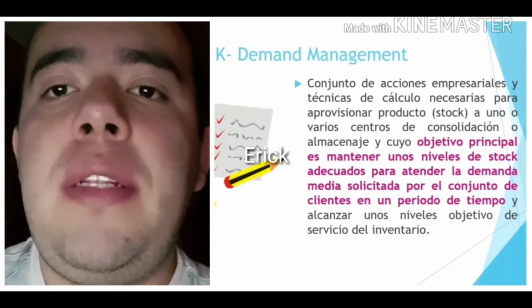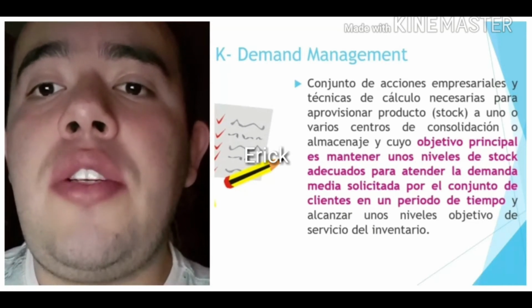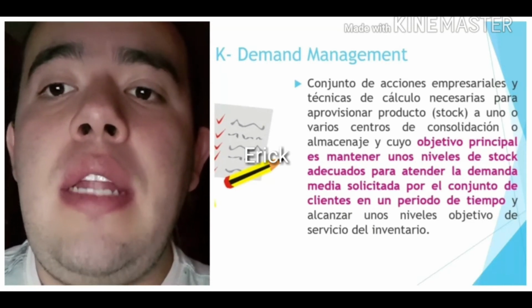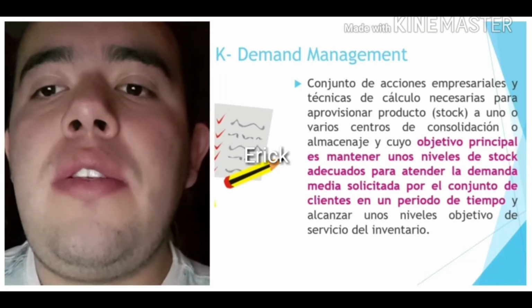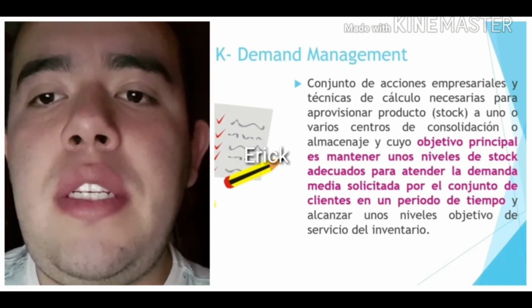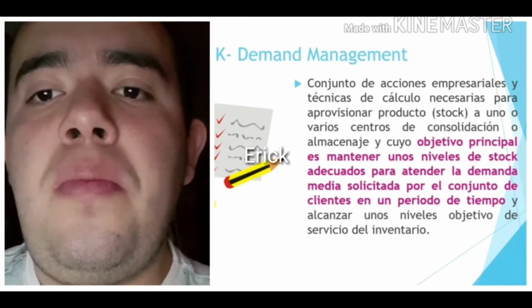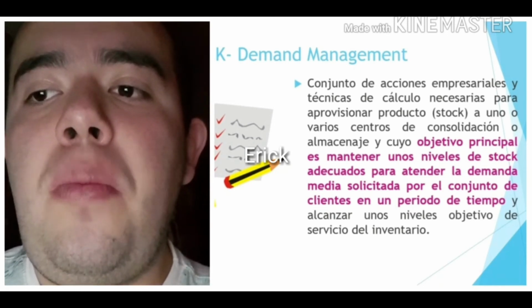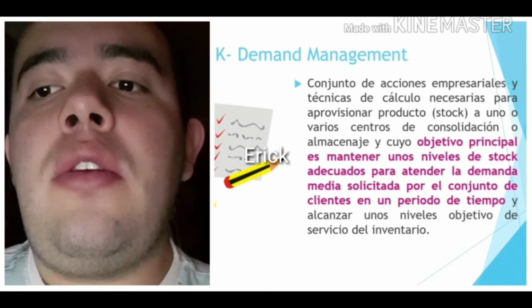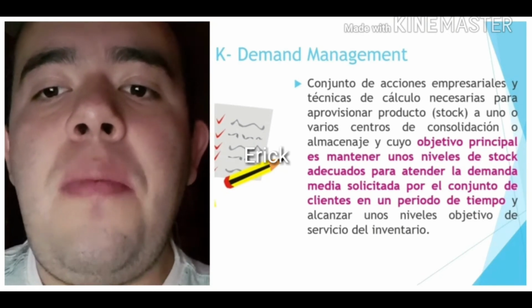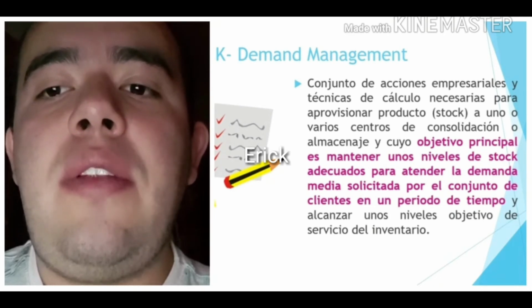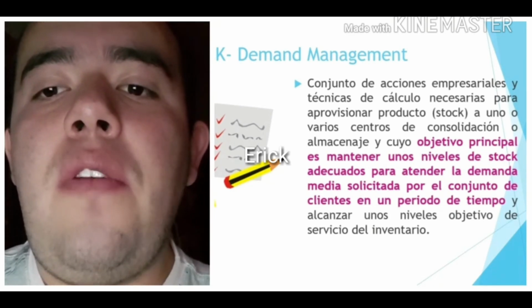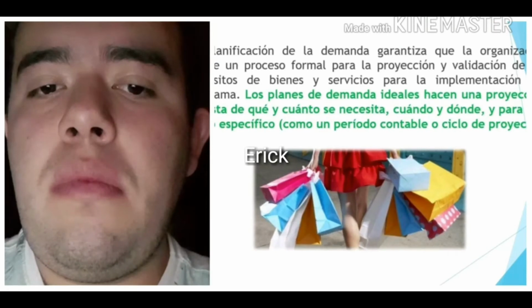SC-Track: Demand Management. A set of business actions and calculation techniques necessary to supply product stock to one or several consolidation or storage centers, whose main objective is to maintain adequate stock levels to meet the average demand requested by the group of customers in a period and reach target levels of inventory services.